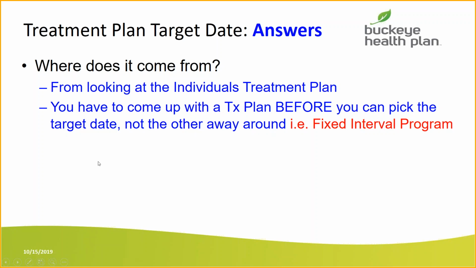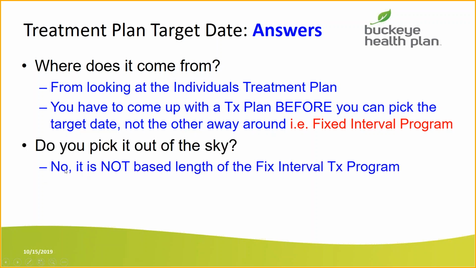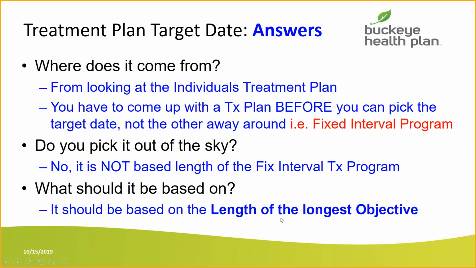So, but here you look at what is the patient's goal, what are the objectives, how long is it going to take for this patient to complete the objectives, and when they've completed all of that at the end, I should know, well, they will have completed the goal. So that's how you pick that date. You don't pick it out of the sky. It's not based on length of the fixed interval treatment program. It's based on the length of the longest objective.